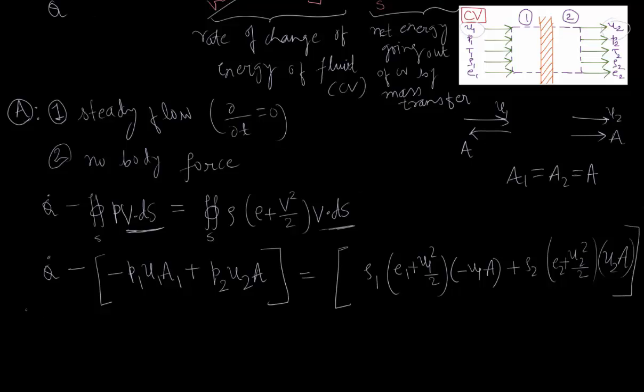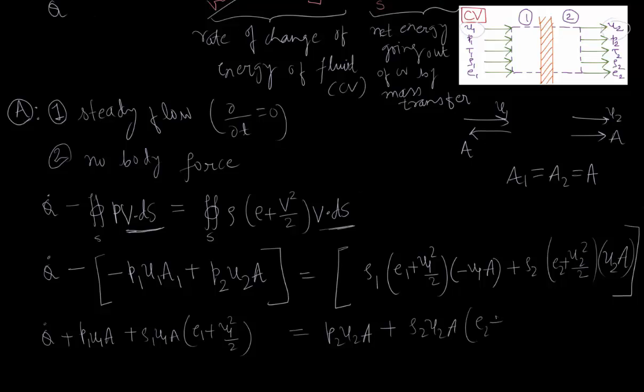Now we will rearrange the terms and it will become Q dot plus P1 U1 A plus rho 1 U1 A into E1 plus U1 square by 2 is equal to P2 U2 A plus rho 2 U2 A into E2 plus U2 square by 2.